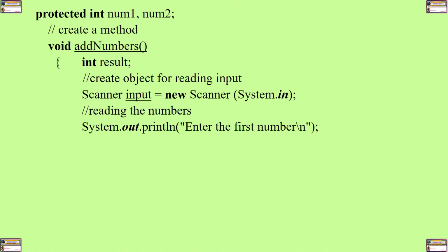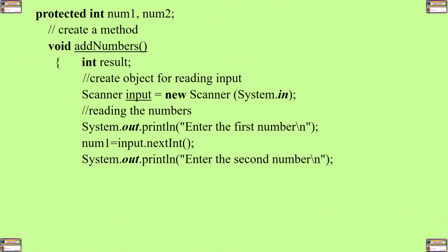Then we can code the statements for reading our numbers. So we are going to display the text on our screen, enter the first number, and then we read our first number using the method called nextInt. So the value that you type is supposed to be of type integer. It will be read by the method called nextInt through the object input, and the value received will be stored in the memory location called num1.